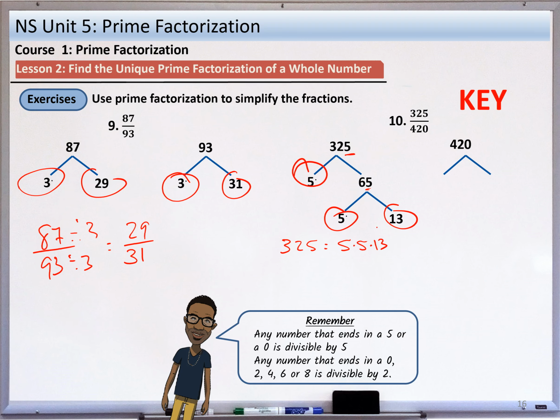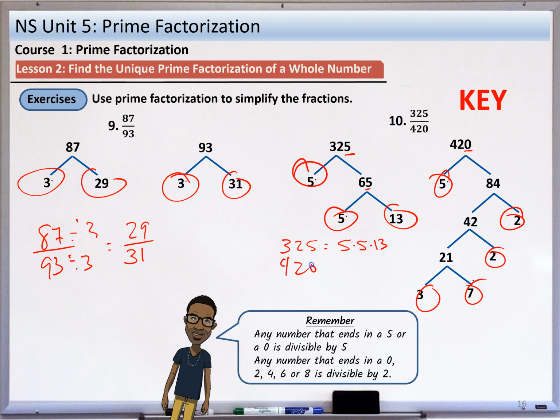And the prime factorization of 420, now you could divide by 10 if you like, because there's a 0 here, or you can divide by 5. I like to use prime numbers. 5 times 84 is 420. 84 divided by 2 is 42. 42 divided by 2 is 21. And 21 is 3 times 7. So I'm prime, prime, prime, prime, prime.